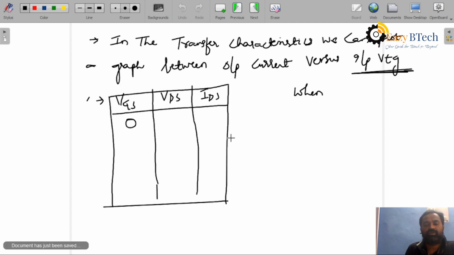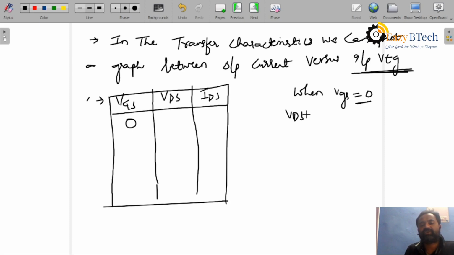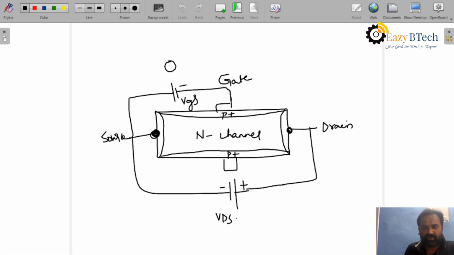Now you can say when VGS is 0 and VDS is constant, then what happens? In the diagram, when VGS is 0, this voltage is 0. When this voltage is 0, there is no change in the width of the depletion region. Depletion region width remains constant. But the amount of current flow depends upon this voltage, the flow of electrons depends upon this output voltage VDS, because a negative voltage is applied here and a positive voltage is applied here.